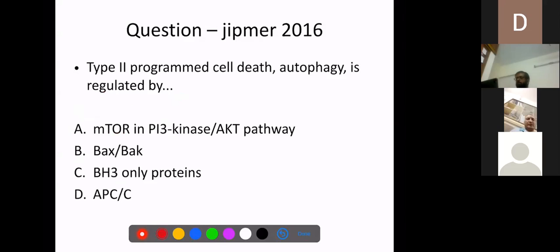Type 2 programmed cell death, autophagy, is regulated by, excellent, the mTOR PI3 kinase pathway, as in the previous slide. BAX and the like are all pro-apoptotic genes. BH3 is also involved in apoptosis. APC, the anaphase promoting complex, is involved in mitosis. That is different.